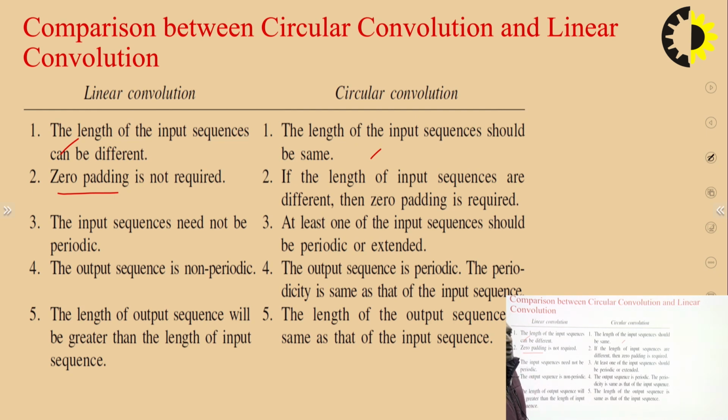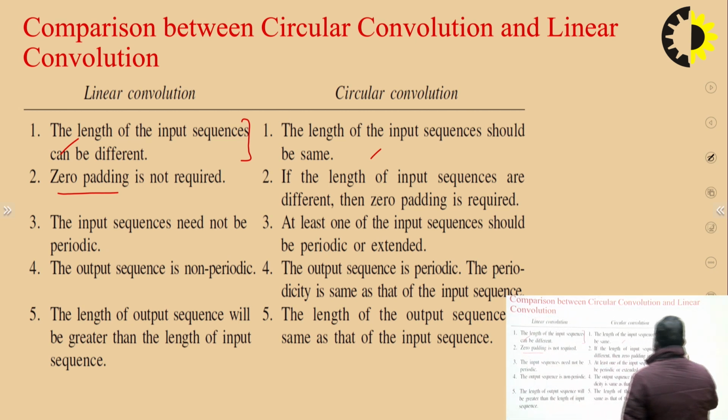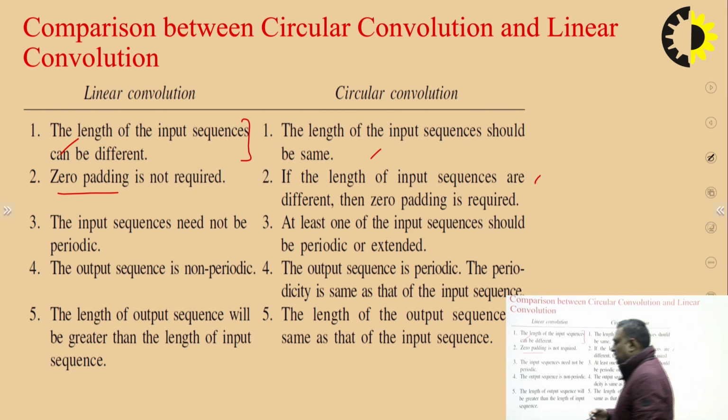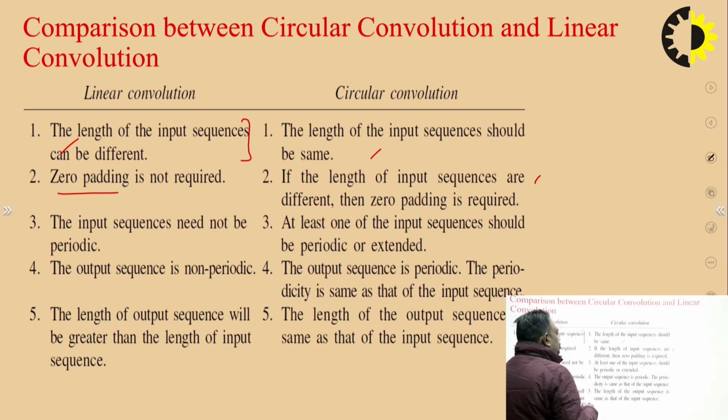Okay. So when there is no issue regarding the length of both the sequences, no zero padding is required here. But if the lengths of the input sequences are different, let's say one length is 3 and the other sequence length is 5, then we have to make it 5. Whichever sequence is shorter, we will add 2 zeros, so the length of both the sequences will become 5.